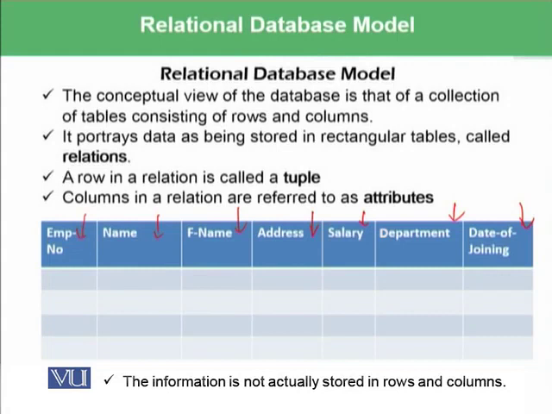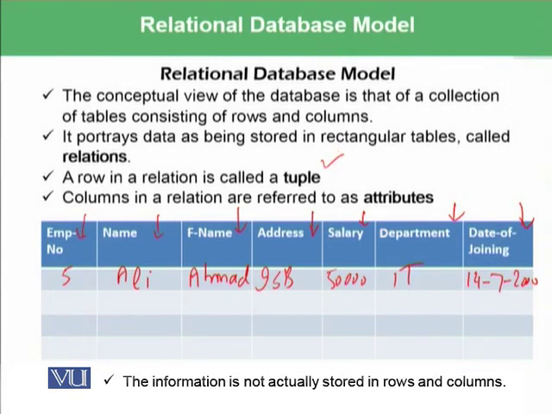This is one of the relations, of employee, and it is storing the information related to employees. For example, if there is an employee number 5, its name is Ali, its father name is Ahmad, address is, for example, Islamabad, salary is 50,000, department is IT, and date of joining is, for example, 14 July 2000. So this one row will be called a tuple.